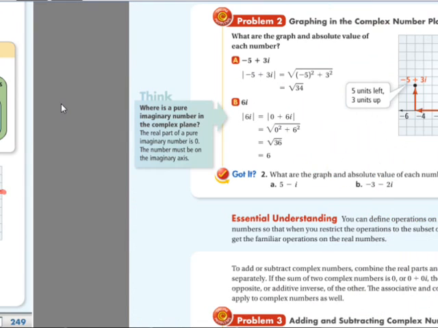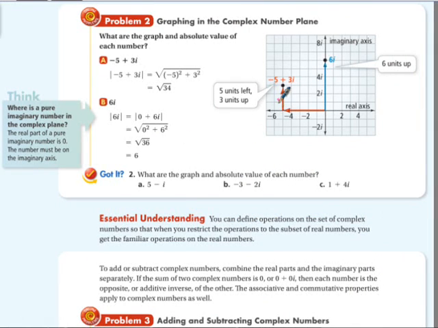Looks complicated, I know. We'll have lots of questions, and that's fine. Let's take a look at an example. What are the graph and absolute value of each number? So here's negative 5 plus 3i. So we want to graph it, and we want the absolute value of that. So we go to negative 5 on the real axis. We go up 3i on the imaginary axis. Okay, so this is the graph of it. So far, so good. Okay.